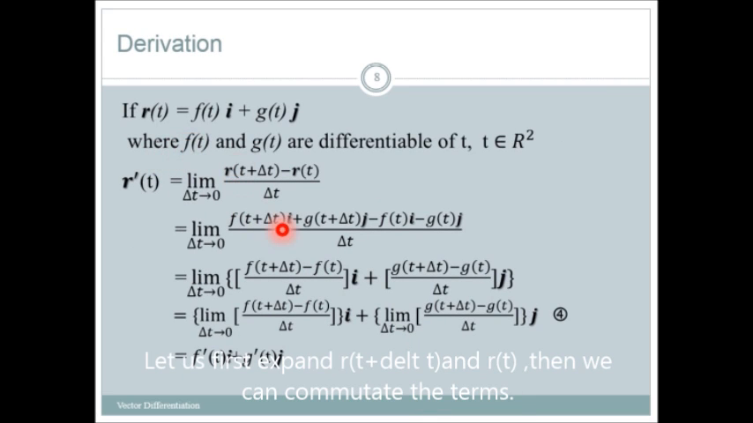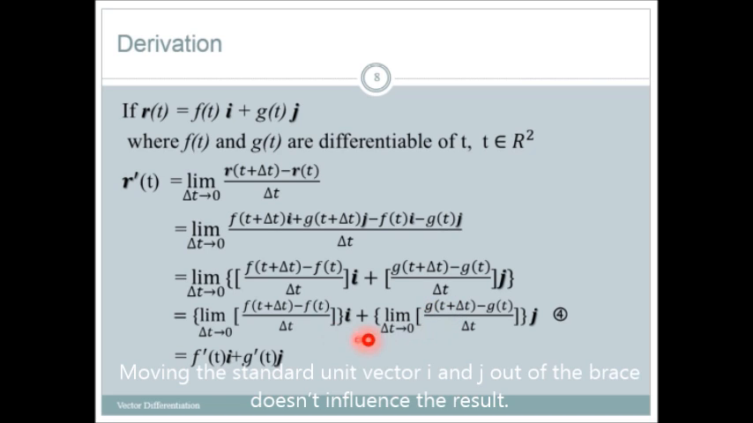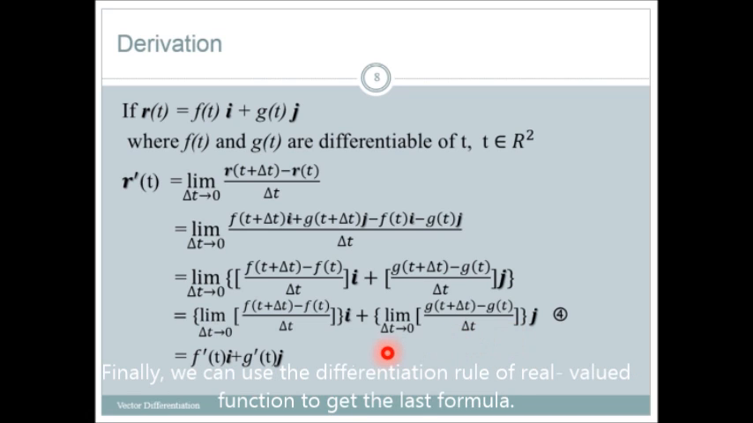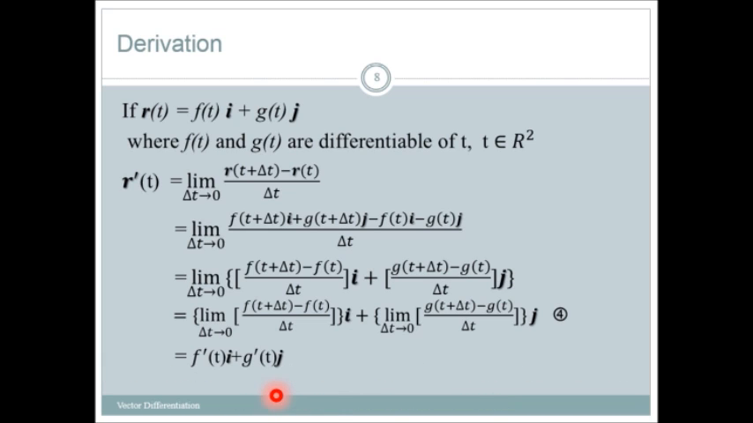Let us first expand r(t plus delta t) and r(t). Then we can commute the terms. Since the limit of the sum of two functions is equal to the sum of the limits of each function, we can get the fourth line. Moving the standard unit vector out of the brace doesn't influence the result. Finally, we can use the differentiation rules of real-valued functions to get the last formula.